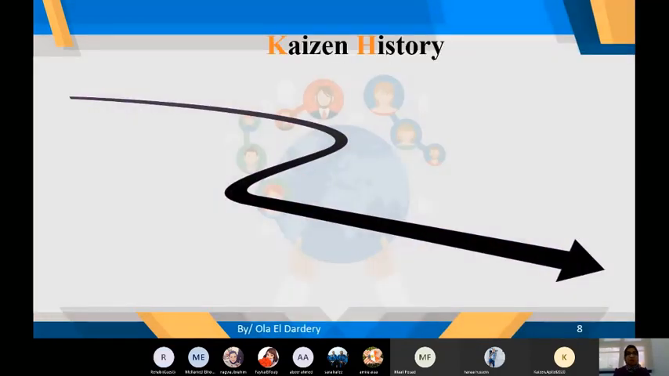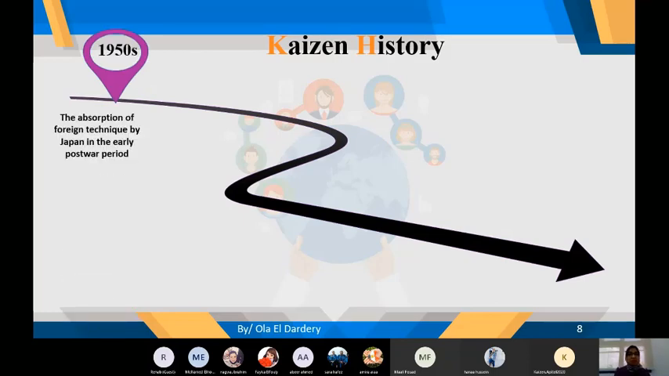All right, so how Kaizen started. The history of Kaizen did not start from just the Japanese trying to improve themselves. As a matter of fact, it started in the 1950s after the Second World War, and they were adopting Western technology. So they didn't just initiate it from Japan. No, they started by adopting other countries' technologies and trying to use them to their benefit.